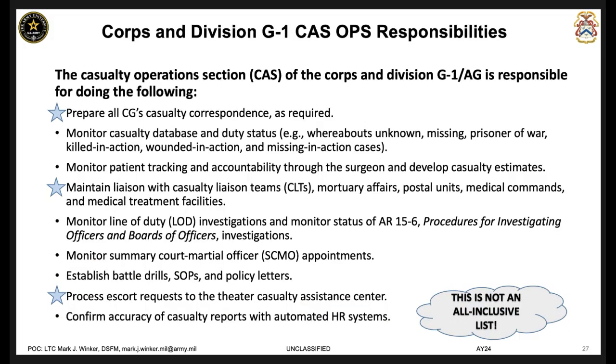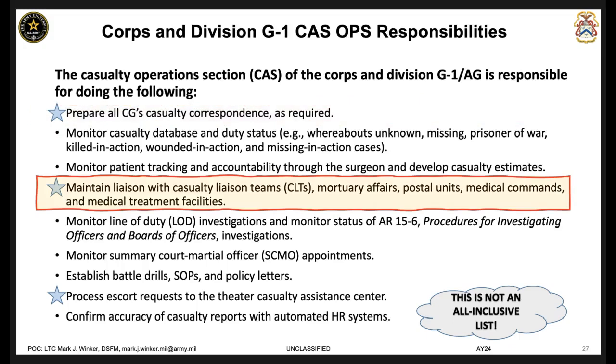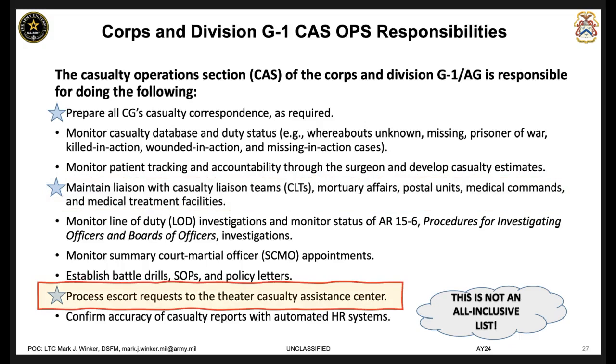This slide outlines the responsibilities of the Corps and Division G1 Casualty Operations section, highlighting tasks such as preparing casualty correspondence, managing casualty databases, tracking patients, liaising with related teams or units, conducting line-of-duty investigations, monitoring court-martial appointments, and establishing battle drills and standard operating procedures. It also emphasizes the importance of processing escort requests and verifying casualty reports with HR systems.